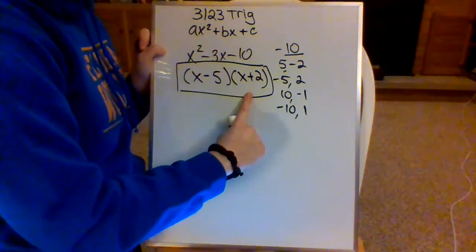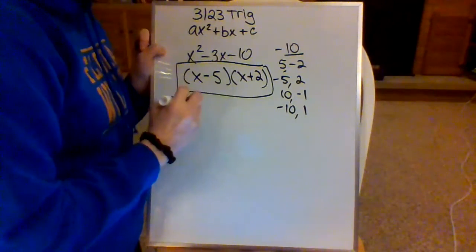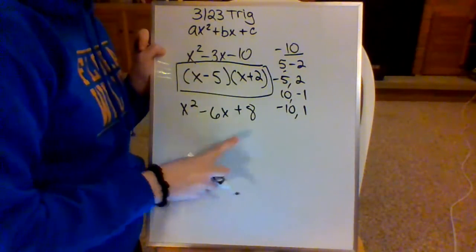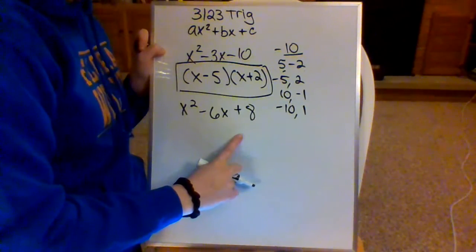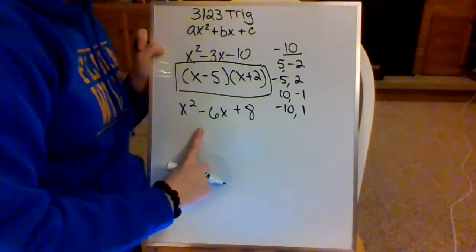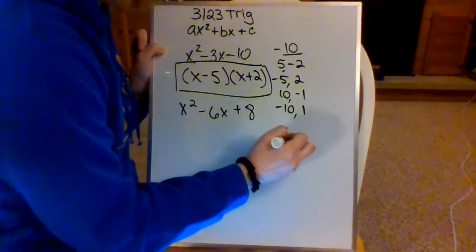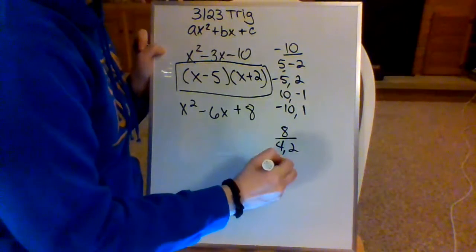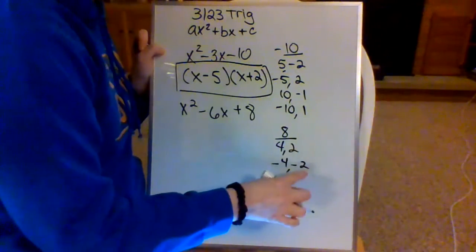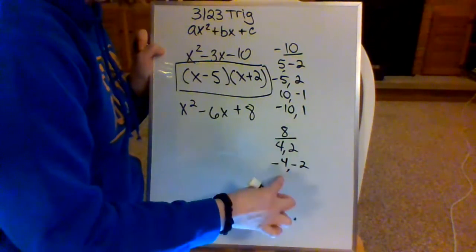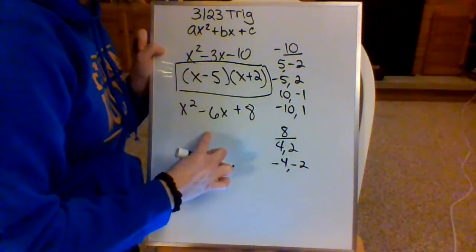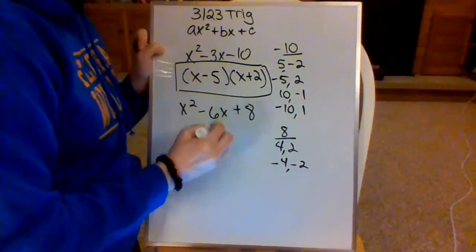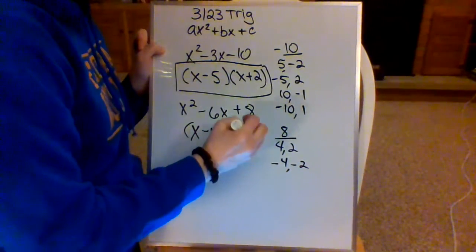Okay, so now we're going to look at the next one: x squared minus 6x plus 8. So what could you multiply to get 8 that would add together to give you negative 6? We know 8 is 4 times 2. But if I made both of those negative, negative 4 and negative 2, they multiply to be 8 and they add together to be negative 6. So we're going to pick negative 4 and negative 2. So we have x minus 4 and x minus 2.